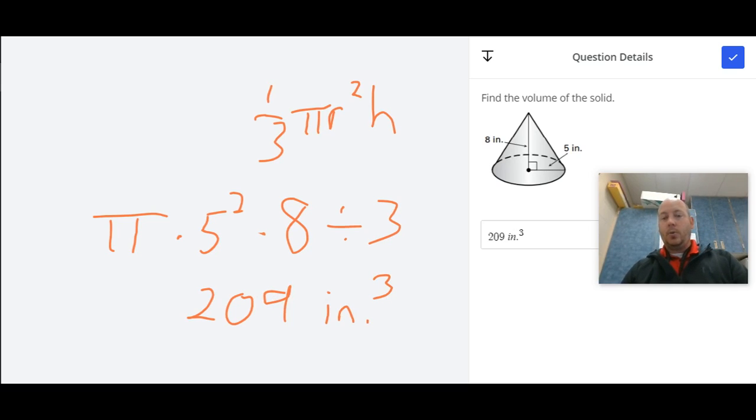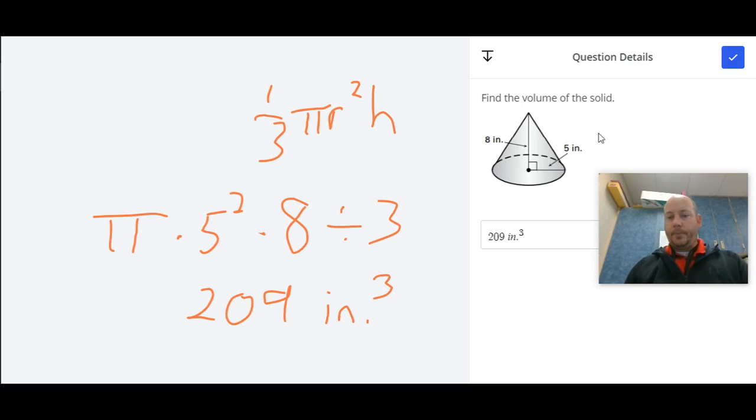Okay, so volume is just area of the base times the height. If you're doing a cone or you're doing a pyramid, you have to do a third of that because it's a third of the prism or the cylinder with the same dimensions. Okay, and again, your units, or your label, is going to be whatever unit you're using cubed, to the third power.